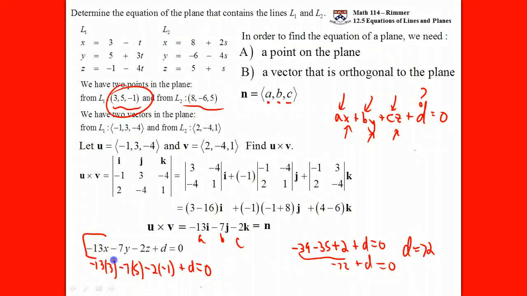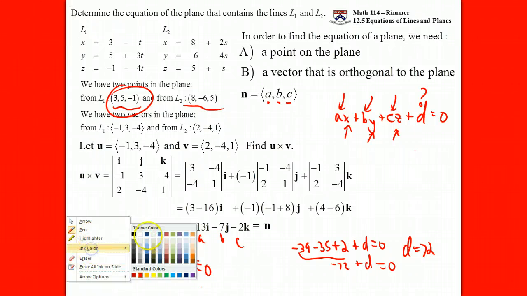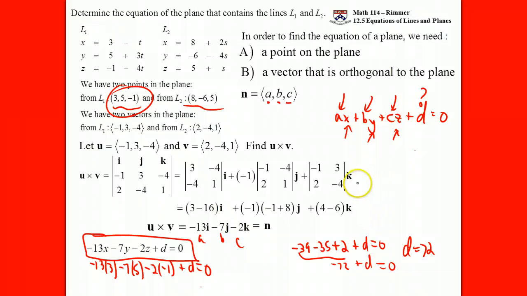So I take exactly this equation and I throw in the 72 and I'm all done. The answer to the question would be, or one version of the answer would be -13x minus 7y minus 2z plus the 72 equals 0.